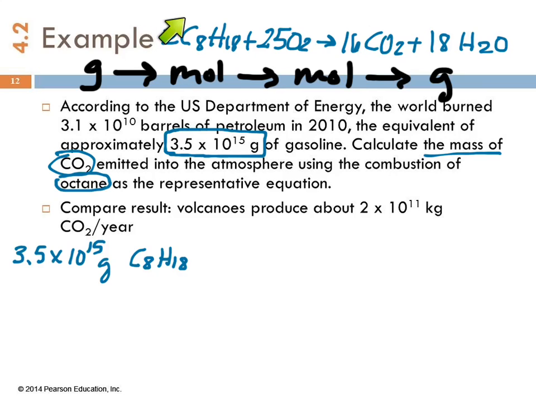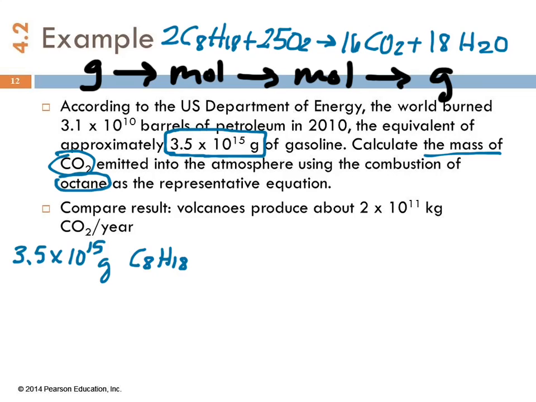So we have a given mass of octane. We're going to convert that to moles of octane. Then we're going to convert that to moles of CO2 and then to grams of CO2. Do you remember doing stuff like this in your previous chemistry class? Good.